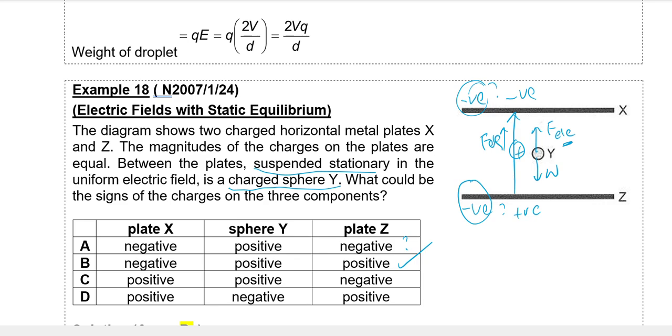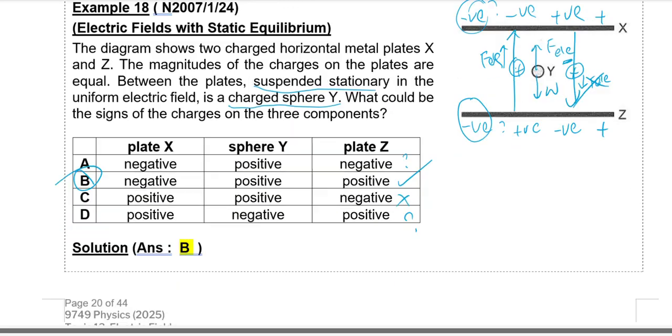Plate X is positive, plate Z is negative. So the field is this way now. And the charge is positive. If the charge is positive, then the force on the charge must be in the direction of the field, which means F electrical is down, which means wrong already. F electrical has to be up for equilibrium. Plate X is positive, this one again question mark. So the answer has to be B. A and D we cannot really tell. B is definitely correct. C is definitely wrong.